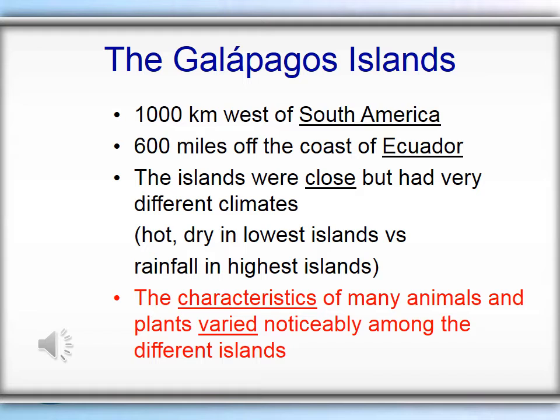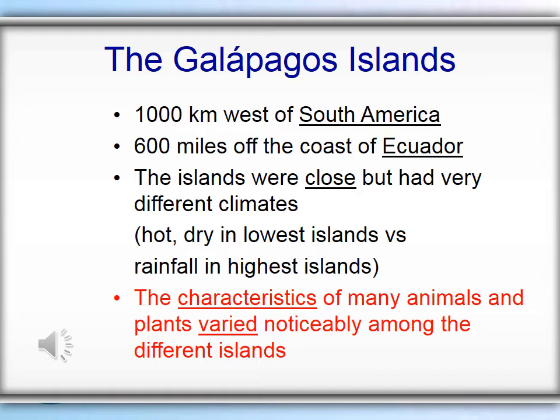So he questioned when he went to different places, but when he went to these islands off the coast of Ecuador called the Galapagos Islands, that I hope to visit one day, it's about 1,000 kilometers west of South America, 600 miles off the coast of Ecuador. It's a group of islands that are close to each other, but all of them are very different. Some of them had a lot of water and therefore a lot of plants and animals, and other ones were really dry and only had a few plants and a few animals. Some of them were really hot. Some of them had lots of rain. Some of them had little mountains on them.